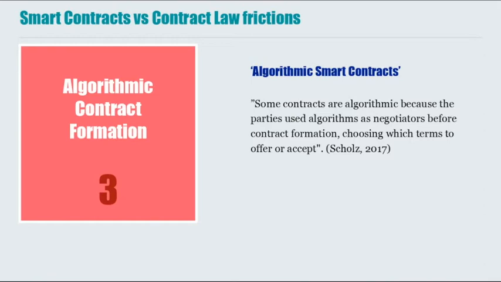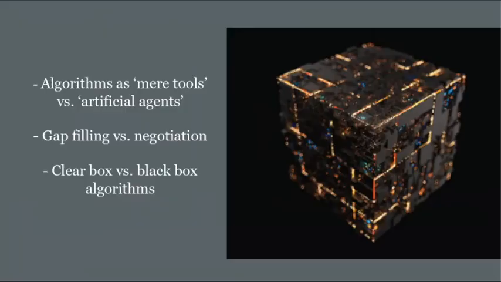And this is crucial because in smart contracts, one of the characteristics is that by signing the contract, the execution of the agreement is automatically and irreversibly set in motion. No revocation is possible. So what happens when we speak about algorithmic formation of smart contracts? I'm referring to those situations in which the algorithms determine the obligations of the contracting parties.